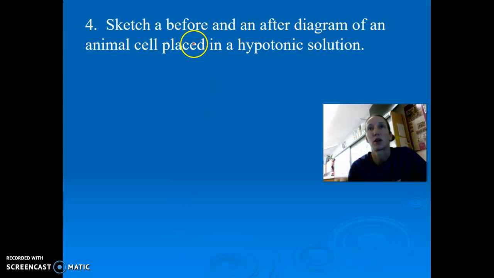All right, number four, sketch a before and after diagram of an animal cell placed in hypotonic. So this is what it looks like before, and after it gets into hypotonic, this is what it looks like after, because it gained tons of water. Hypo, the hippo, it gets bigger.